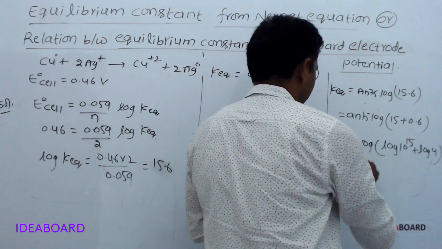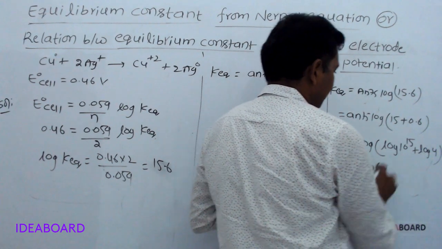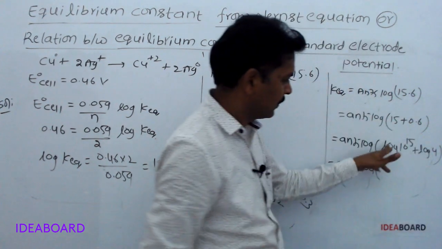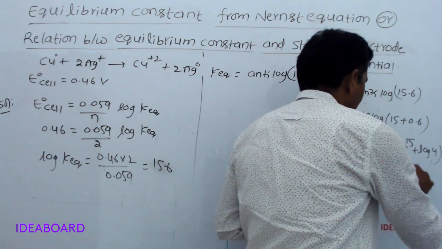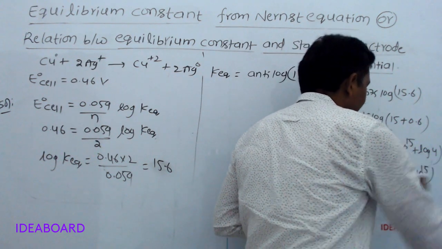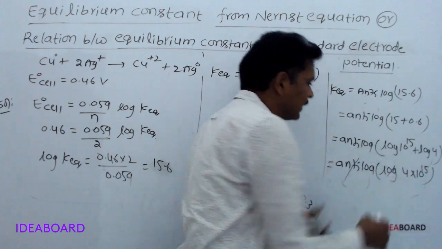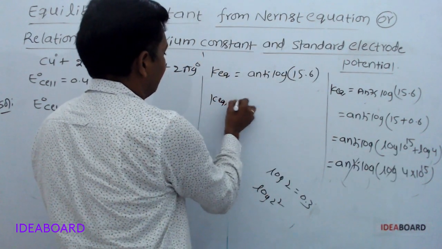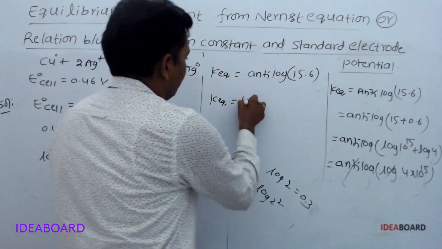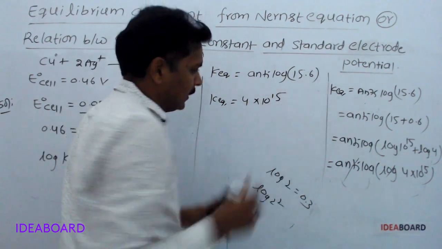Then antilog of log A plus log B is log A into B, log 4 into 10 power 15. The antilog and log get cancelled. 4 into 10 power 15. So the equilibrium constant value is 4 into 10 power 15.